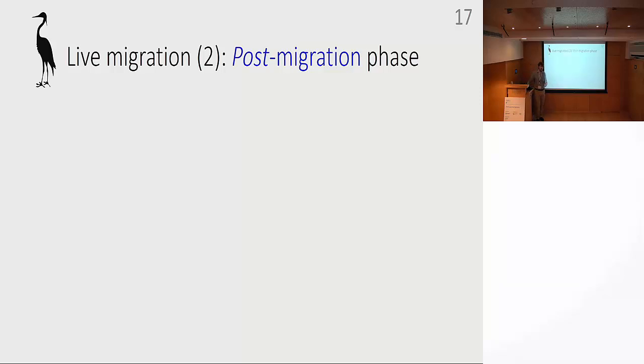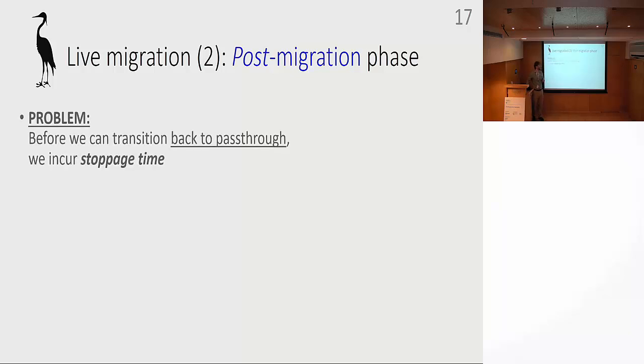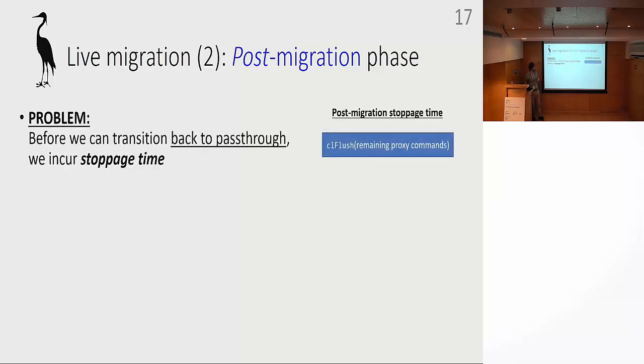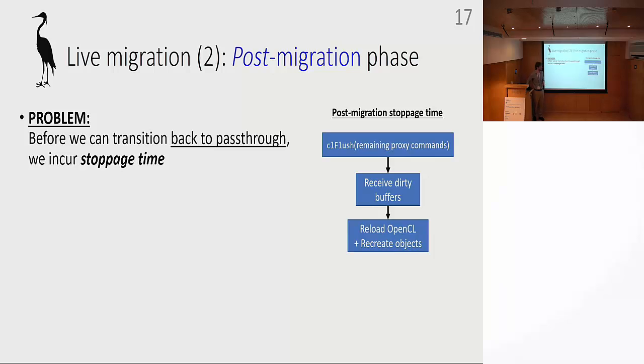Then, after we migrate, we also incur some post-migration stoppage time. In this case, the proxy has to send any dirty GPU state to the new destination host. First we flush any commands running on the proxy, we receive dirty buffers from the proxy, and then we reload the OpenCL library and recreate the objects.